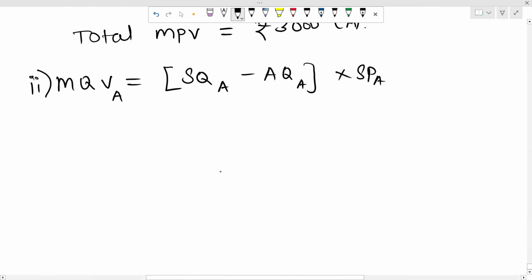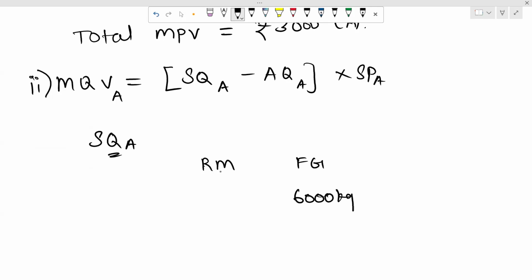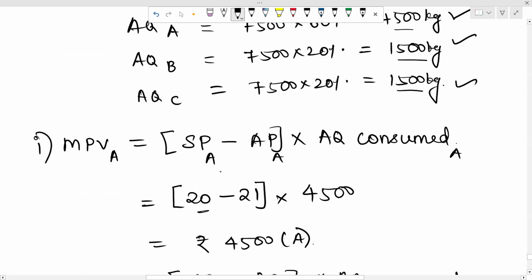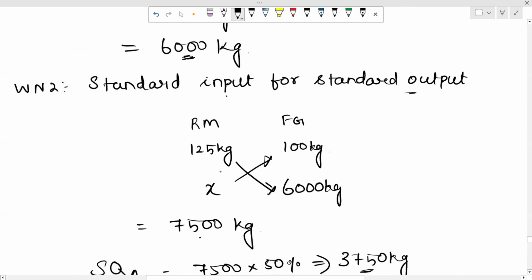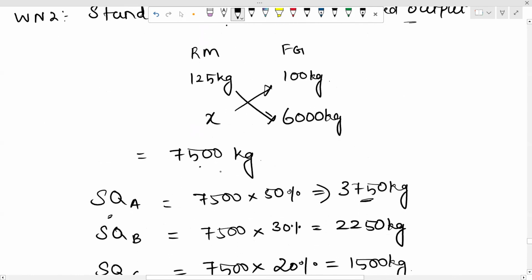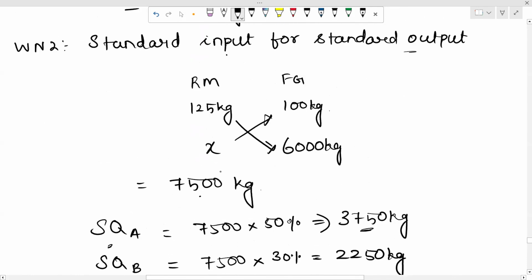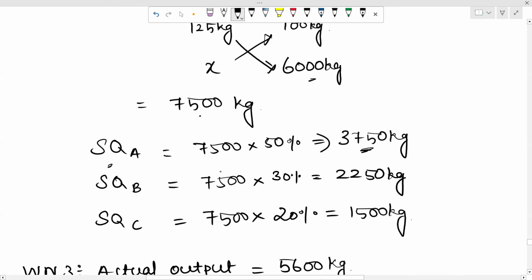So what we need to do is calculate the standard for the actual, right? So first let's calculate the standard quantity of raw material A. So raw material and finished goods. In order to produce 6,000 kg of finished goods, we are expecting to use 3,750 kg of raw material. We are getting these numbers from working note 2, which is standard input for standard output. So standard output is 6,000 kg, and to produce it we expect to use 3,750 kg of raw material A.